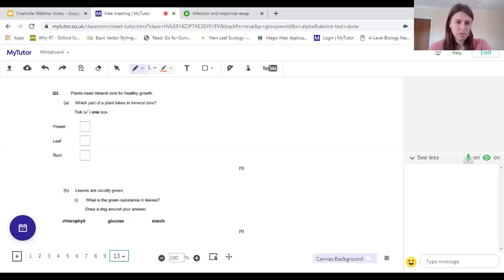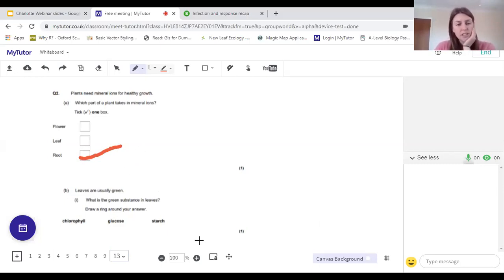Roots, chlorophyll. Which part of a plant takes in mineral ions? The correct answer is the root. So we did do a session a few weeks ago when we were on the previous topic about plant organisation. We talked about how minerals travel up and down the plant, how water travels up and down the plant. And the minerals start their journey at the roots.